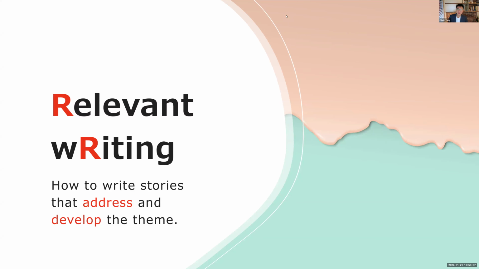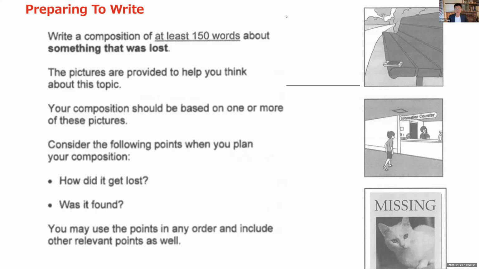Without further ado, let's get started with today's lesson, Lesson 1, on how we can write more relevantly to address and develop the theme, subject, or topic of the story that is given to us. Let's begin by looking at a typical example we might encounter. In PSLE, this would be the kind of story that you would encounter.